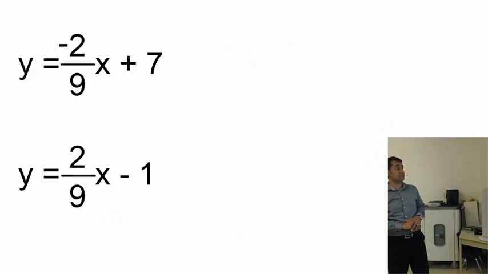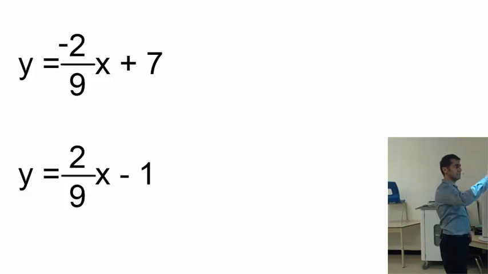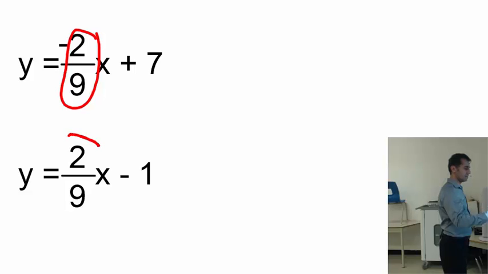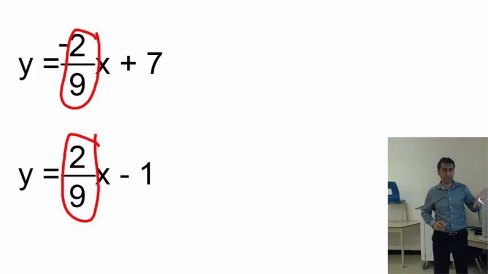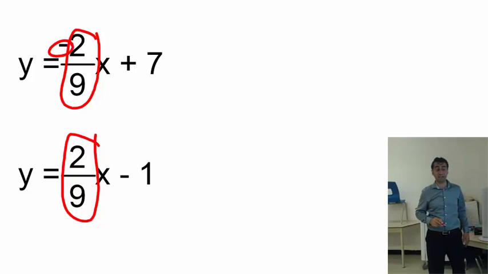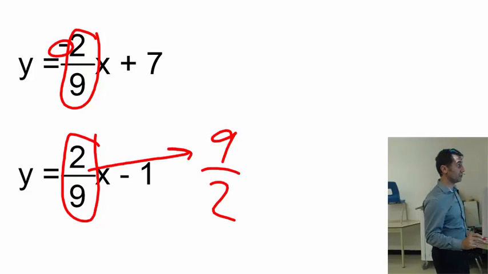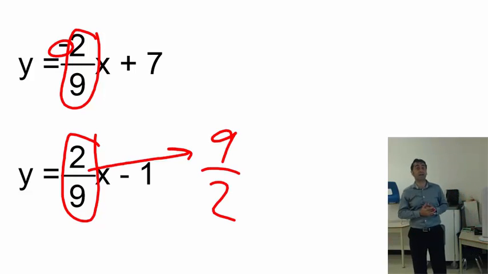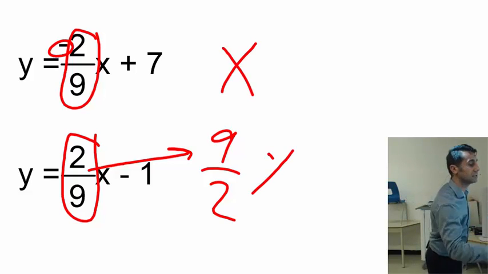The next example we have here is, let's see. These are almost the same. Almost the same. So it's not flipped upside down. There is a negative sign though, but it's not flipped. I wish we had 9/2 here. Then I could say they are perpendicular lines, but they are not perpendicular lines.